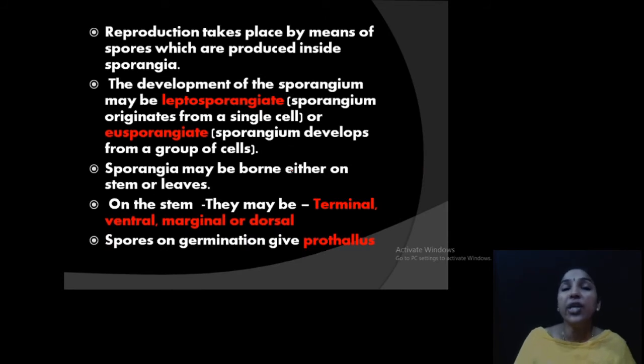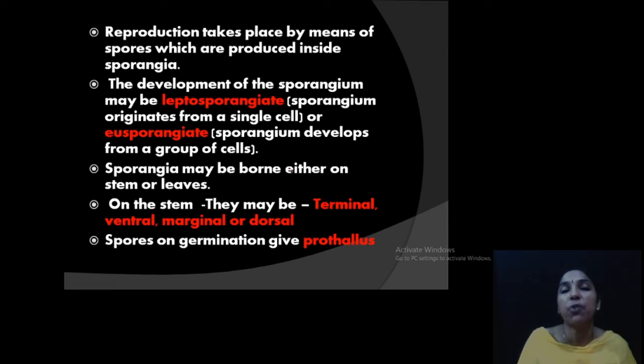Now, looking into the reproduction. Reproduction is by means of spores. How are spores produced? Inside the sporangia, I already told you. They may be heterosporous or homosporous, meaning only one type of spore or two types of spore. Sporangium development may be leptosporangiate or eusporangiate.